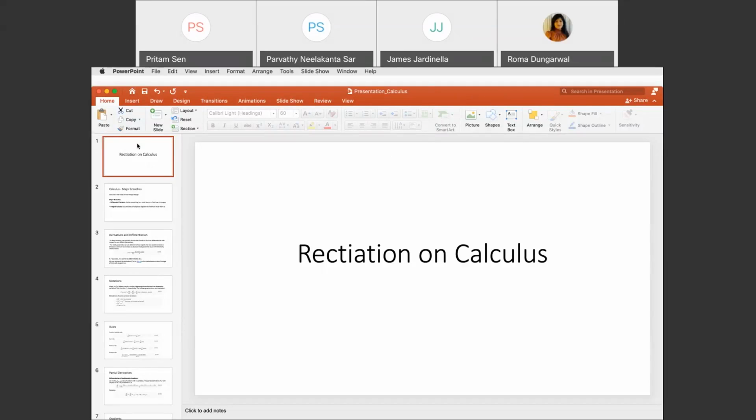Can you see the document? The PowerPoint PPT file?